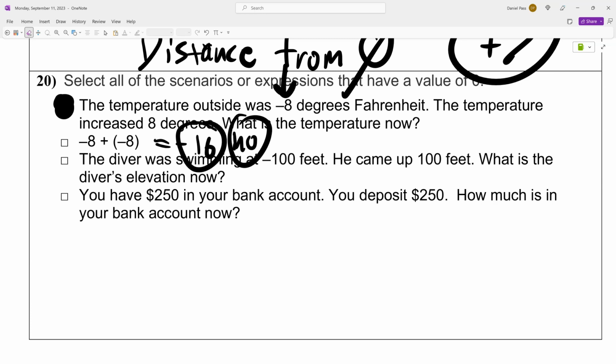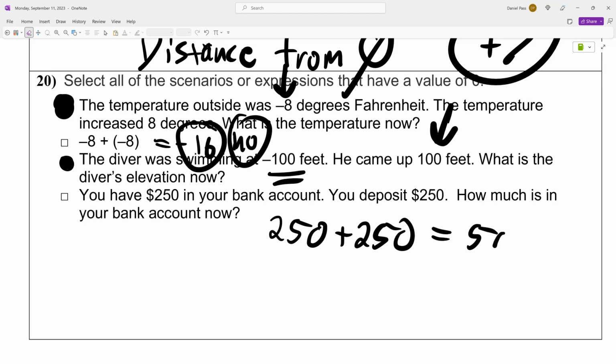Alright, what about the next one? It's starting at negative 100, and then you go up 100. Yes. Alright, what about this one? No, plus $250 because you deposit. So what do you get? Not 0. You get 500. So it's the first one and the third one.